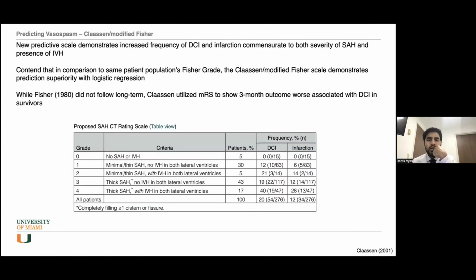And on this scale, they actually showed that the frequency of delayed cerebral ischemia and infarction was commensurate to both the severity of the subarachnoid hemorrhage as well as the presence of IVH. And they contended that if you compared that same 276 patient population's Fisher grade, what they termed the modified Fisher scale or the Claassen scale demonstrated superior prediction on logistic regression.